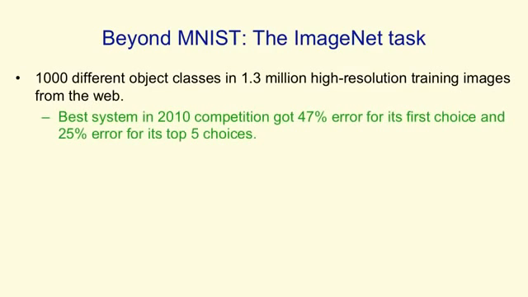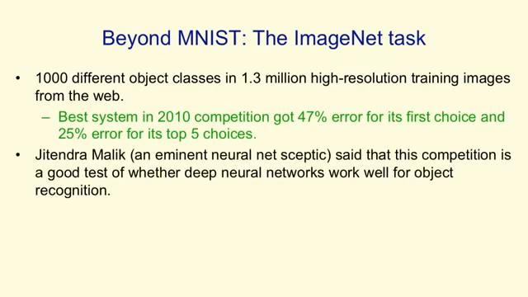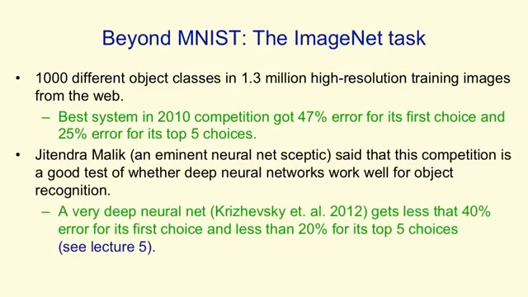So there was a competition in 2010, and the best system got 47% error rate if you look at its first choice, and 25% error rate if you say it got it right if it was in its top 5 choices, which isn't bad for 1,000 different objects. Jitendra Malik, who's an eminent neural net skeptic and a leading computer vision researcher, has said that this competition is a good test of whether deep neural networks can work well for object recognition. And a very deep neural network can now do considerably better than the thing that won the competition. It can get less than 40% error for its first choice and less than 20% error for its top 5 choices. I'll describe that in much more detail in lecture 5.